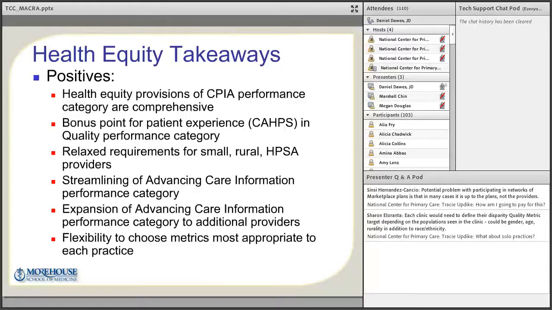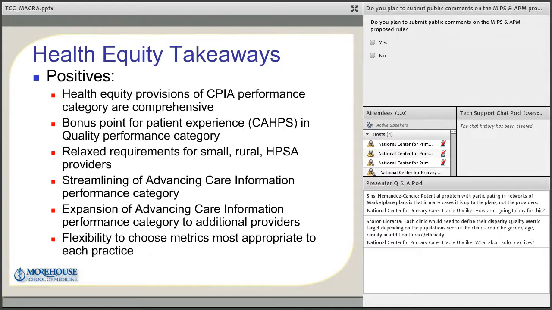And differentiate the weights. There's a bonus point for patient experiences in the quality performance category. We love that. There's also a relaxed requirement for small, rural, and HPSA providers. Should it be relaxed more? Should we do something differently there? And then there's streamlining of advancing care information, that meaningful use performance category. Anything there that you all think we should be looking at? But we're pleased so far that they've at least allowed for a flexible approach for our providers, our clinicians.